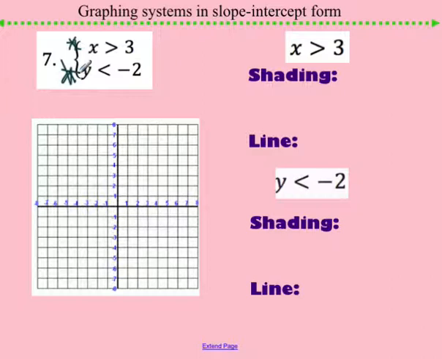So let's think about it this way. x is greater than 3. Well, that's going to be a vertical line. So I can't go up or down from my line because that's going to be on my line. That doesn't help me. So I want x to be greater than 3.